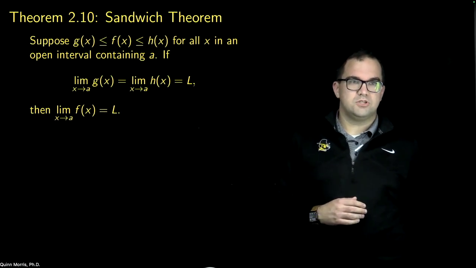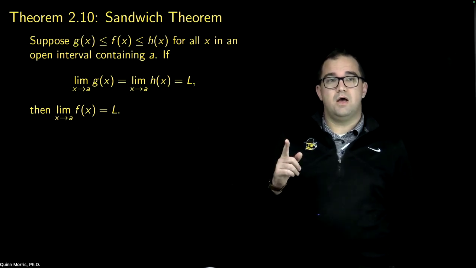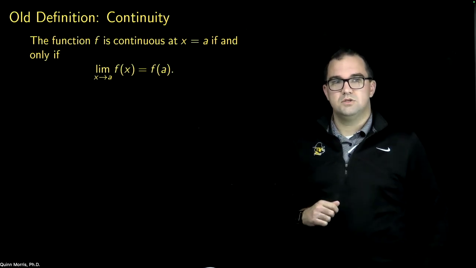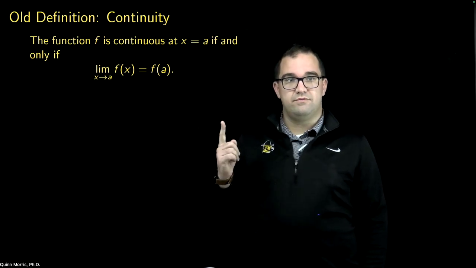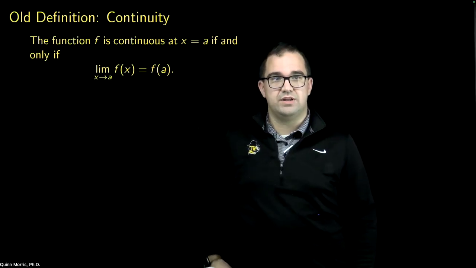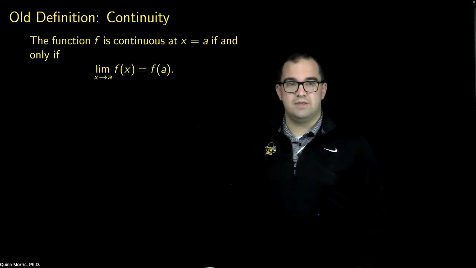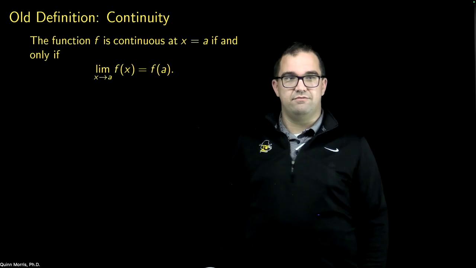All right. Having looked at that, we now want to go back and consider the definition of continuity, given that we have a new definition for the limit. Let's first remind ourselves that the old definition of continuity of a function at a point was that the function f is continuous at x is equal to a if and only if the limit as x approaches a of f of x is equal to f of a.